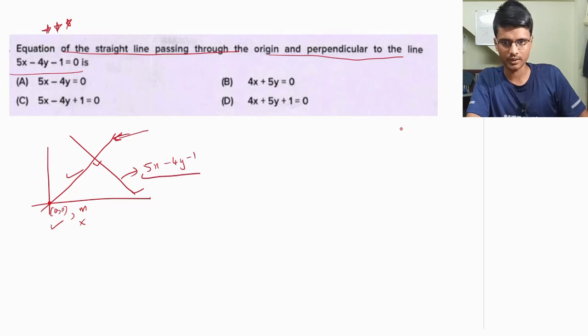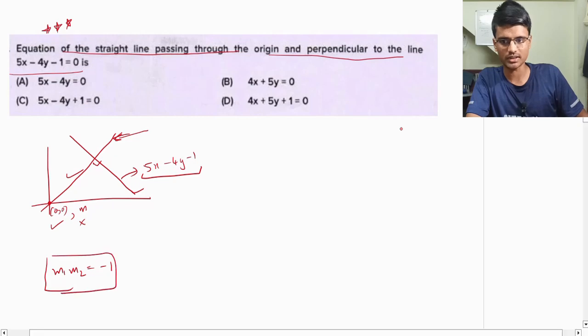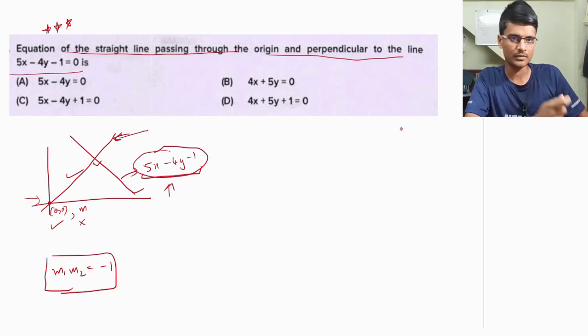Okay, so we know one more property. The product of slopes of perpendicular lines, that is, if it is m1 and m2, if these two lines are perpendicular, then their product will be minus 1. So using this, I can find out the slope of this line. For that I need to first find out the slope of this line. Okay, so this is something new that we'll be learning today.